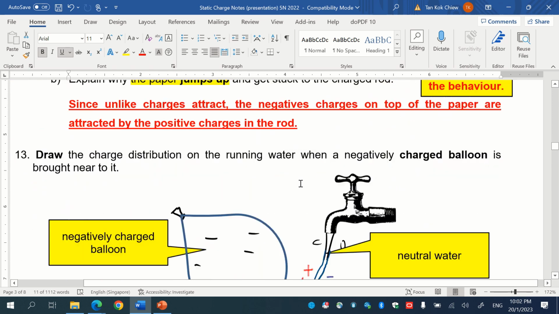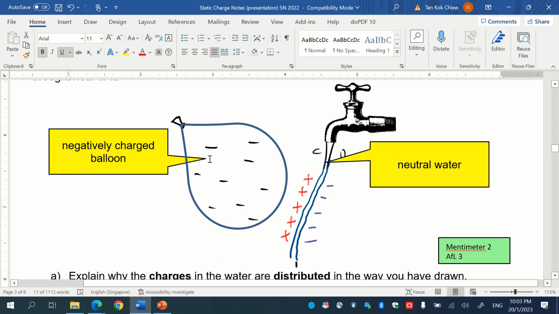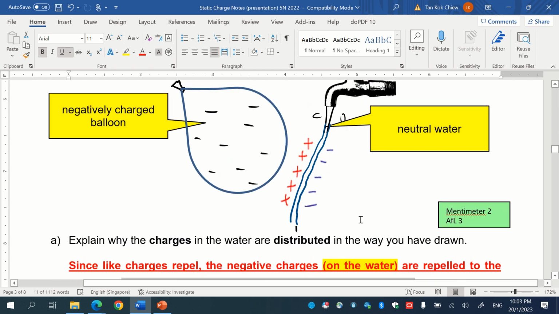Okay? Whereas when I answer this way, this charged balloon is negative. And in my drawing, my electrons go to the right side of the water. So I have to say repel this time. And since like charges repel, the electrons get repelled to the right side, leaving the positive charges on the left. So the way we explain depends on the charged body, what kind of charges it is, and then you draw the diagram. After you draw the diagram, the charge separation, then you talk about how the electrons move.